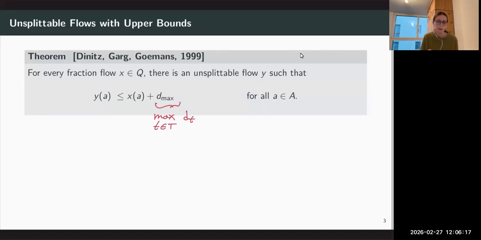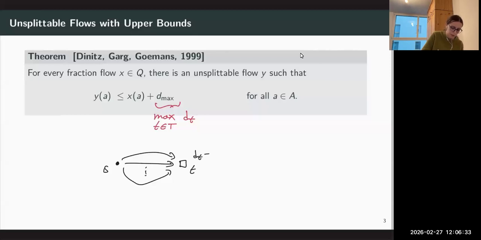And this kind of violation is actually necessary, as you can see on a very simple example. Even if I just have one terminal and my graph just consists of a bunch of parallel arcs, maybe we have something like d_t equal to 1, but my fractional flow could now send an epsilon amount on each of these arcs. But then in my unsplittable flow, I will actually have to decide for one of the arcs. And so no matter which arc I decide on, I will basically get a violation of d_t, or d_t minus epsilon. So basically this violation of d max is unavoidable.